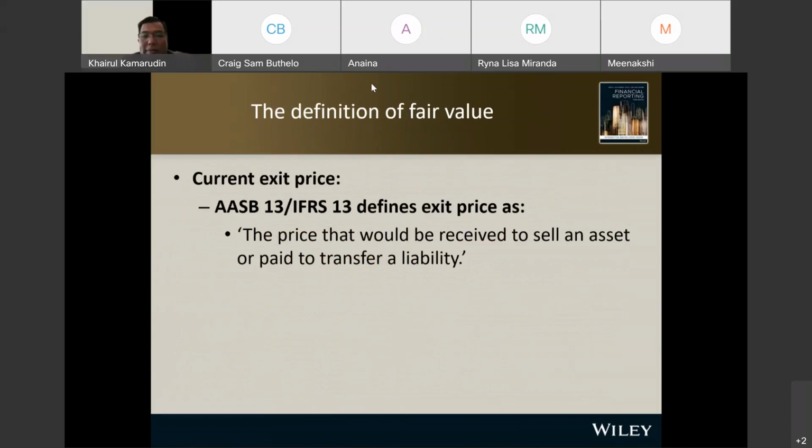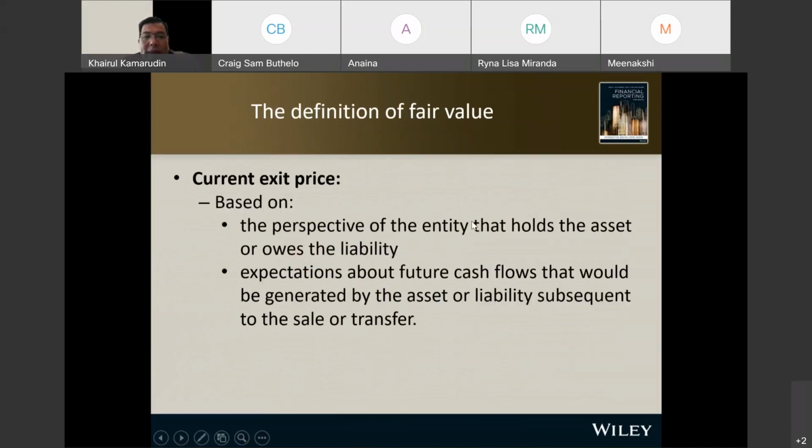Okay, what is the exit price? The price that would be received to sell an asset or paid to transfer a liability. So that is the exit price. Based on the perspective of the entity that holds the asset or owes the liability, it is about the expectation of future cash flow that would be generated by the asset or liability subsequent to the transfer or sale.